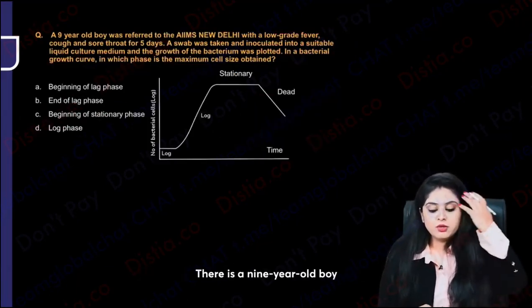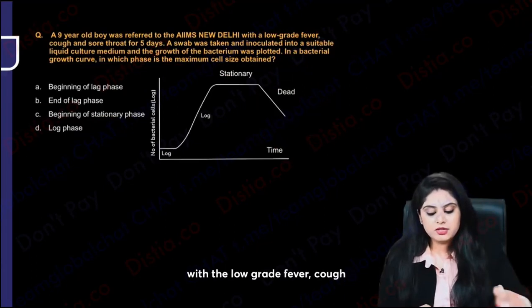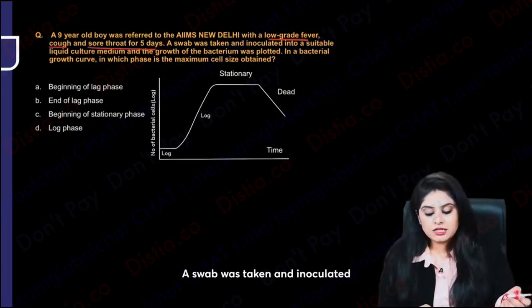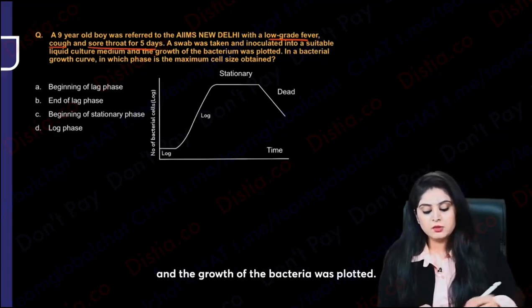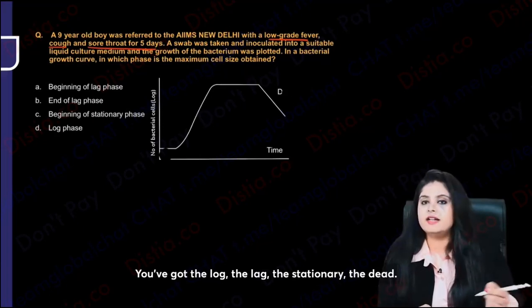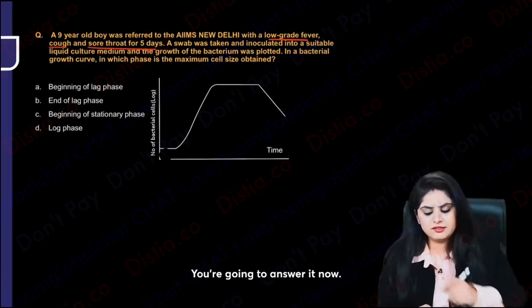There's a 9-year-old boy who was referred to the AIIMS New Delhi with a low-grade fever, cough and sore throat for 5 days. A swab was taken and inoculated into a suitable liquid culture media, and the growth of the bacteria was plotted. It's in front of you. You've got the log, the lag, the stationary, the dead. I've erased it because you guys know it. You're going to answer it now.